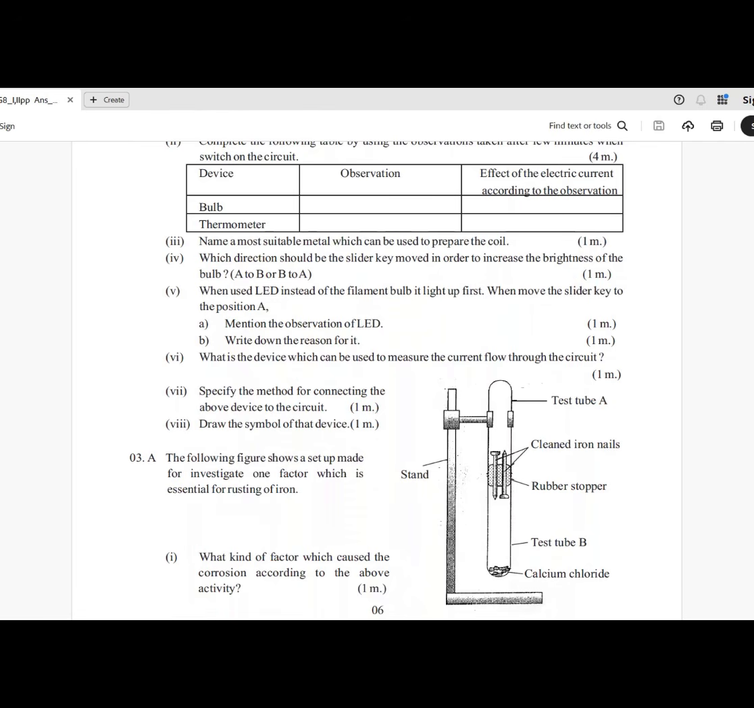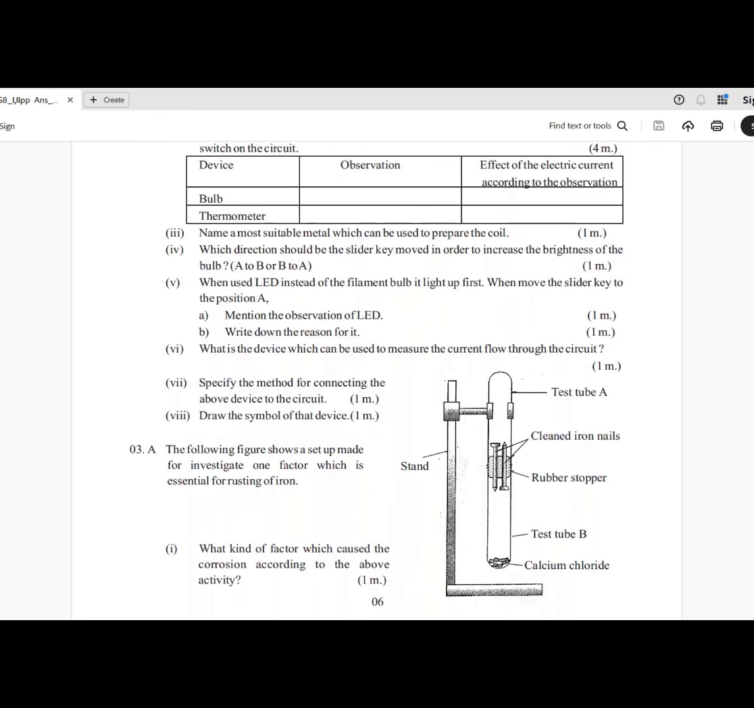Fifth one, when used LED instead of filament bulb, it lights up first when moving the slider key to the position A. Mention the observation of LED. Answer, burning out. Write down the reason for that. Increase the current flow through the LED.